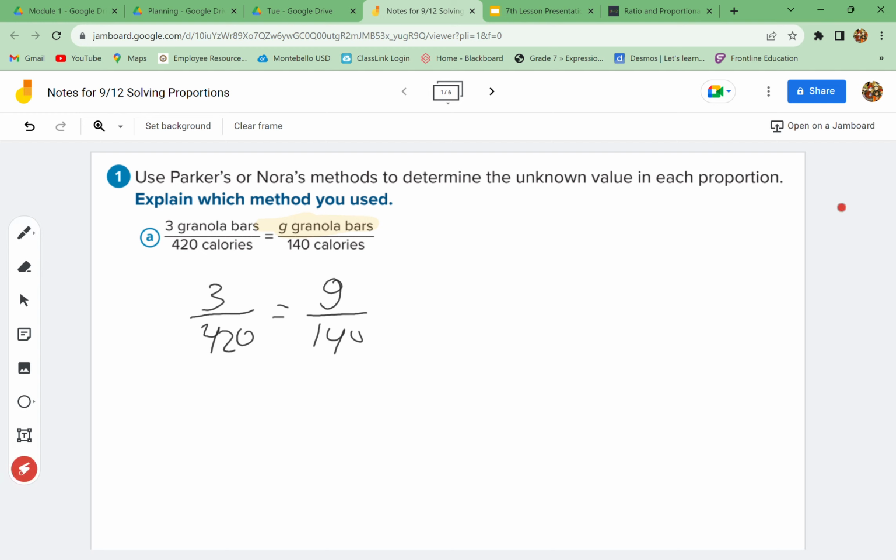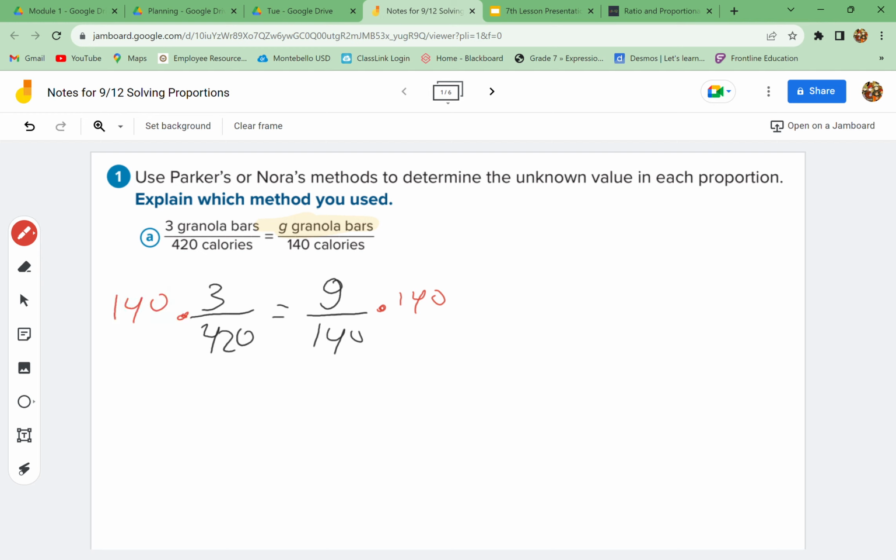Now if you notice here, g is on the right side of the equation. What I want to do is undo this division part right here. That way I can undo dividing by 140. If you remember back to 6th grade when you were solving one-step equations, the opposite of division is multiplication. So I'm going to go ahead and multiply by 140 on both sides.